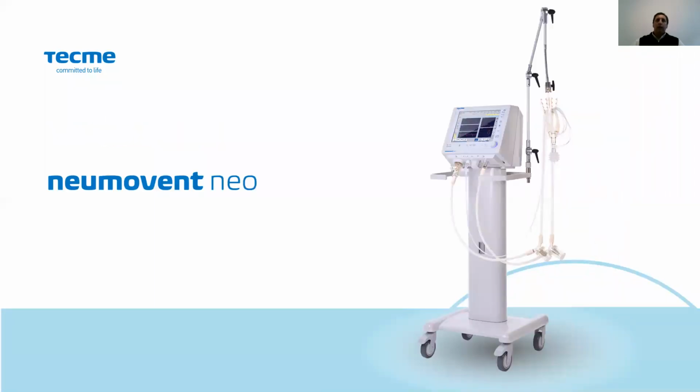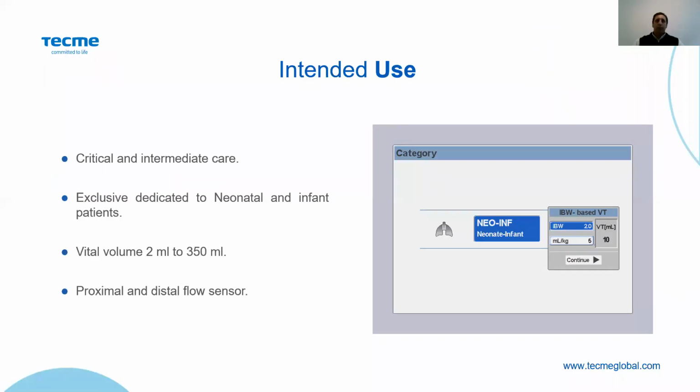First of all, we have the Nemovet Neo. This is a ventilator dedicated to neonates and infant patients. It is a ventilator that can achieve a tidal volume from 2 ml up to 350 ml. So it is a precise ventilator dedicated to small babies and small children. Also, it has the capability to measure the flow using a proximal flow sensor that is available in this machine.